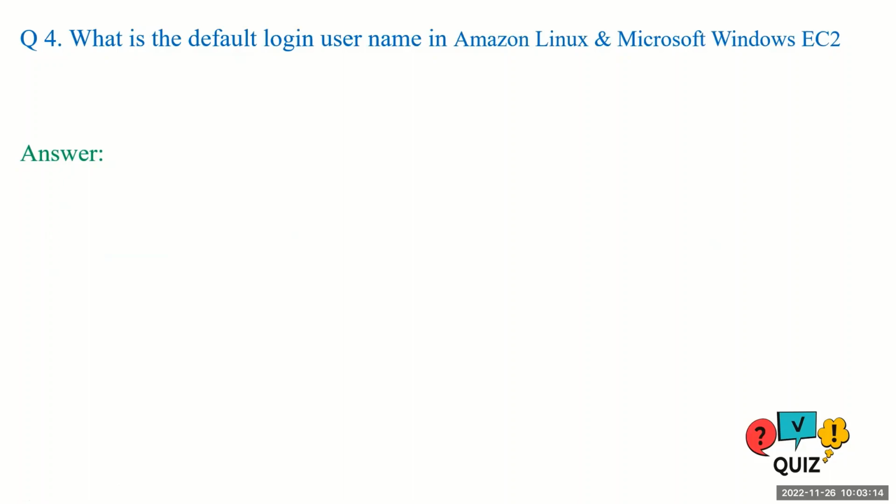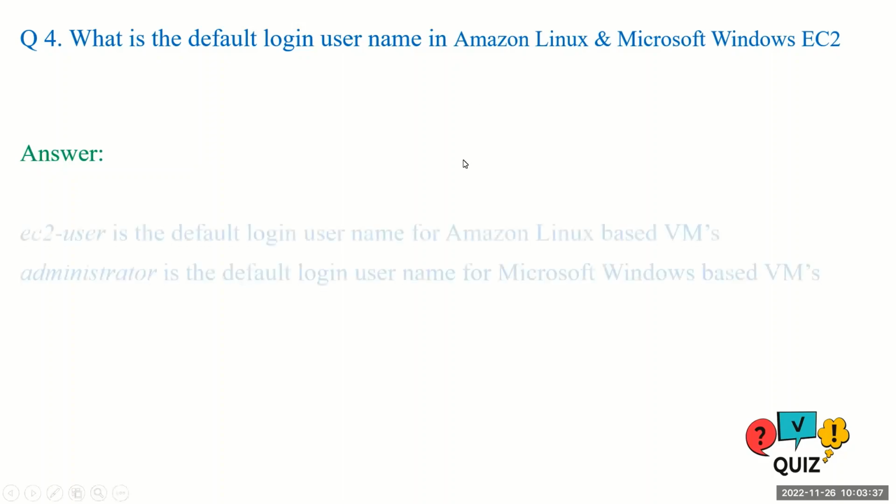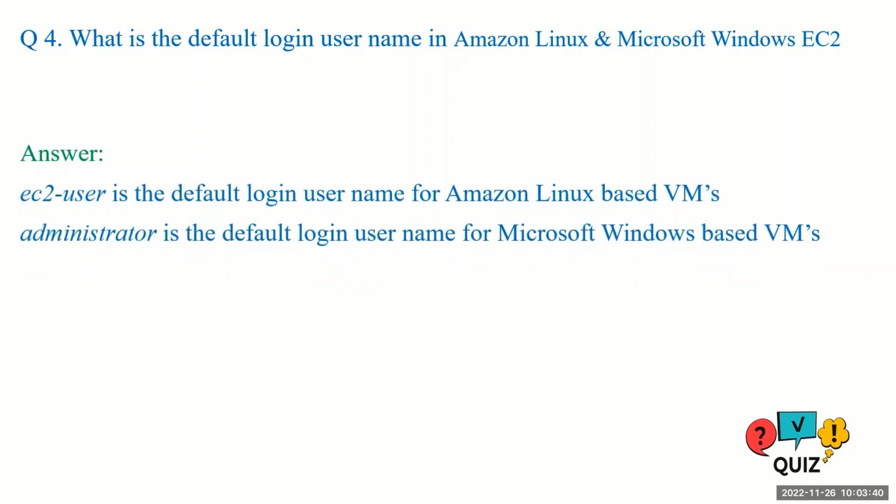So what is the default login username in Amazon Linux and Microsoft Windows-based EC2 virtual machines? When we create a virtual machine for the first time, what will be the default user login name? Windows, it is administrator. Correct. Linux, it is EC2 user. Okay, it is ec2-user. It is case sensitive again. So ec2-user is the default login username for Amazon Linux-based VMs. Administrator is the default login username for Microsoft Windows-based VMs. That's good. Good attempt. We will move on to the next one.